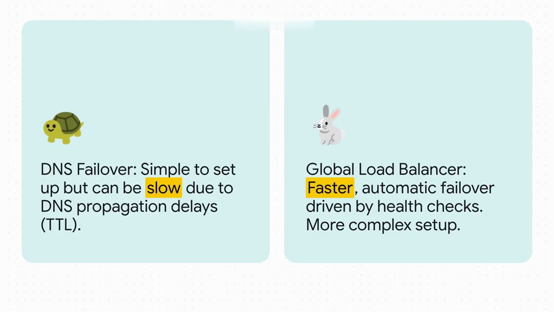The first is a classic DNS failover. You just go into Cloud DNS and update a record to point your domain from the dead region's IP to the new one in your standby region. It's simple, it works. But the catch is that DNS changes can take time to spread across the internet.